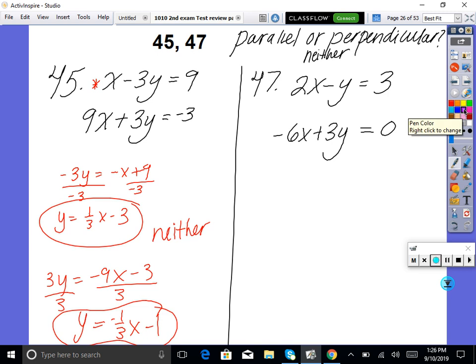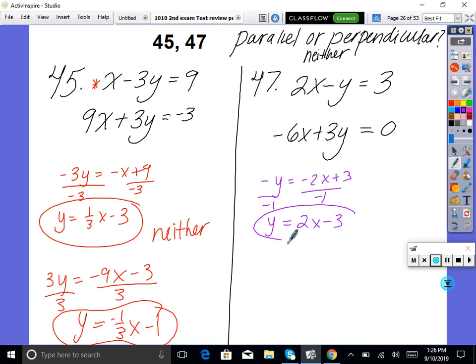The same up here, get it into y equals mx plus b form. So the top one, subtract 2x. So negative y equals negative 2x plus 3. Divided by negative 1, so y is equal to 2x minus 3, and same thing here, so add 6x, so I'm going to have 3y equals 6x, divided by 3, so y equals 2x. They're the same slope, so these would be parallel.